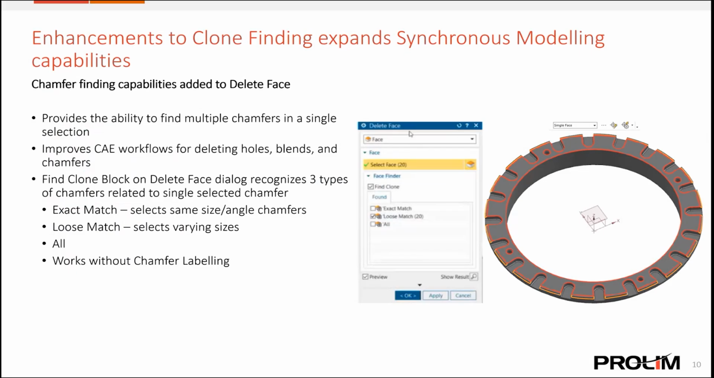Now, here is an enhancement to basically finding clones and our synchronous modeling. So as I mentioned earlier, we have an enhancement to our delete face command in synchronous modeling. So now it provides us the ability to define multiple chamfers in a single selection. And this would really help with your CAE workflows for deleting holes, blends, and chamfers. Rather than having to go in and do that all manually, you can now do it all within the face finder command. So you can find exact matches, loose matches, all of the same faces, and it also works without any sort of chamfer labeling too.